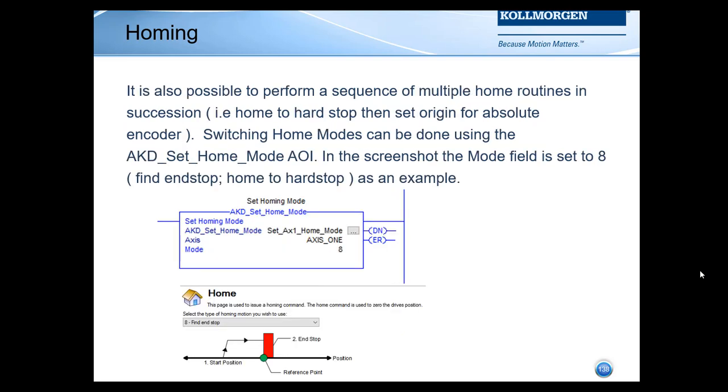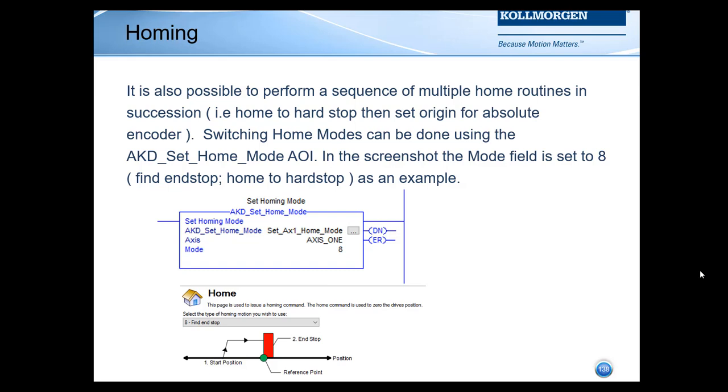It is also possible to perform a sequence of multiple home routines in succession. For example, maybe you want to home to a hard stop and then after that set the origin for the absolute encoder. This is typical in systems where you use absolute encoders and you want to avoid additional wiring such as a home switch. Switching home modes can be done using the AKD set home mode add-on instruction.